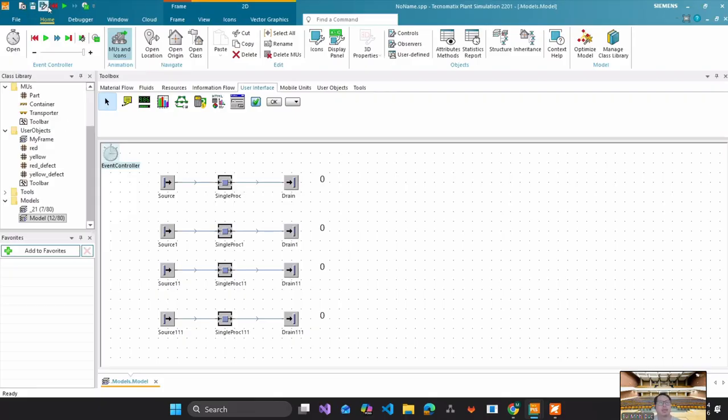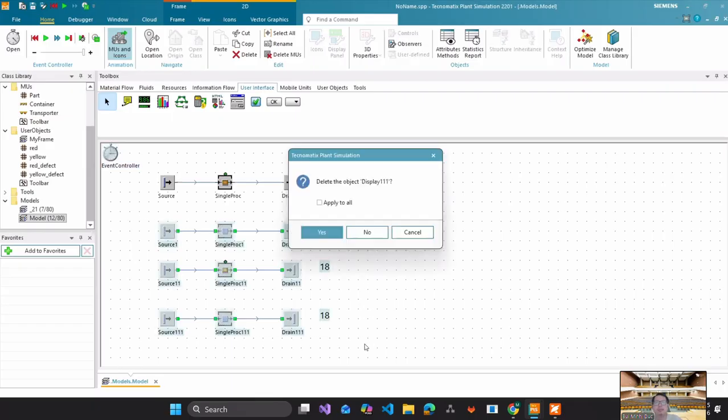Okay, then let's check. So here, okay, so now you see I have the same value. Okay, even that I have the different product, a different production line. Okay, it's because that I copy them. So what if I do it in the other way?